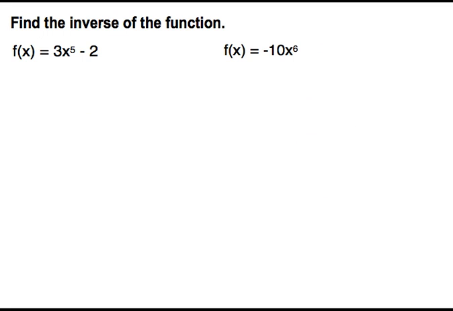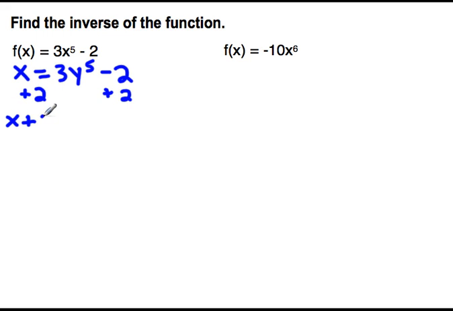Now we're going to find the inverse of some functions that have exponents on the variable. Now if you remember, f of x is the same thing as y. So what we're going to do is we're going to change this to x, and then we're going to write 3y to the 5th minus 2. Now we're going to add 2 to both sides. So I'm going to have x plus 2 equals 3y to the 5th. Now we divide both sides by 3.